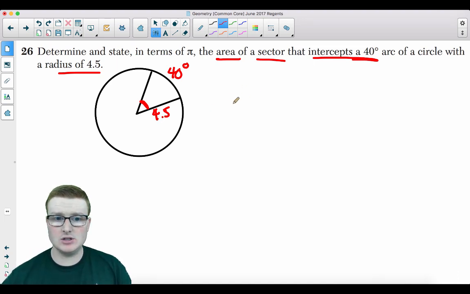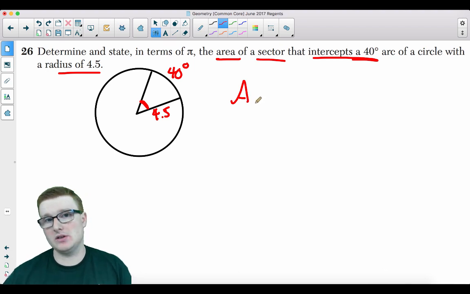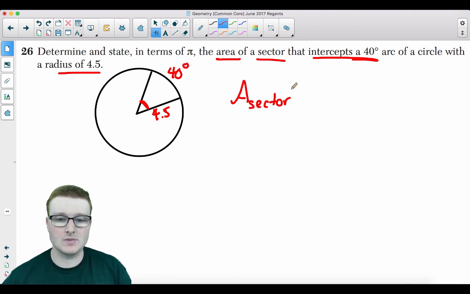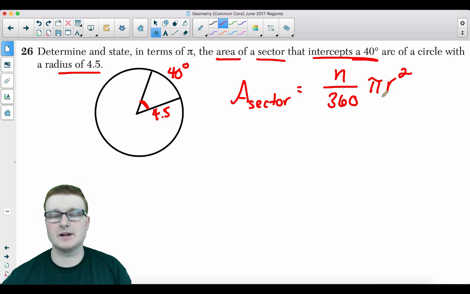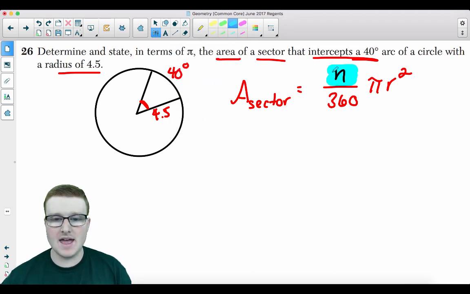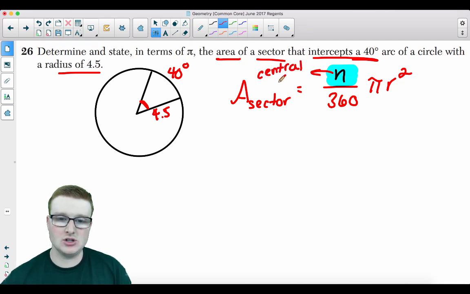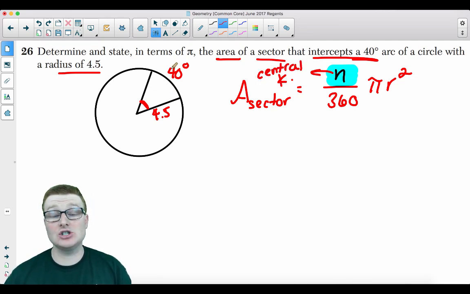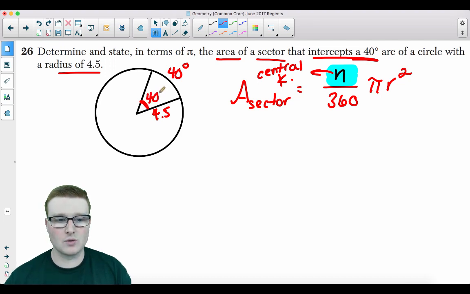Well, you need to know what the area of a sector formula is. There are actually 2 ways that you could do this. I'll use it this way, then I'll show you the other way. The area of the sector of a circle, the formula is given as n over 360 pi r squared. Okay? So the n in this case represents the central angle. And the central angle is the angle that intercepts this 40-degree arc right here. So this angle, which is a central angle because it is in the center of the circle, is 40 degrees.